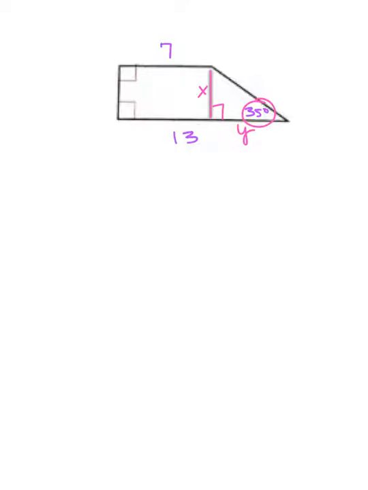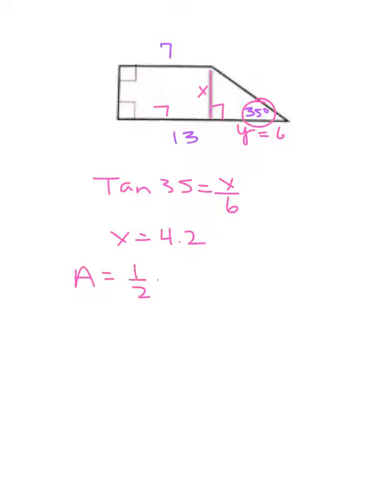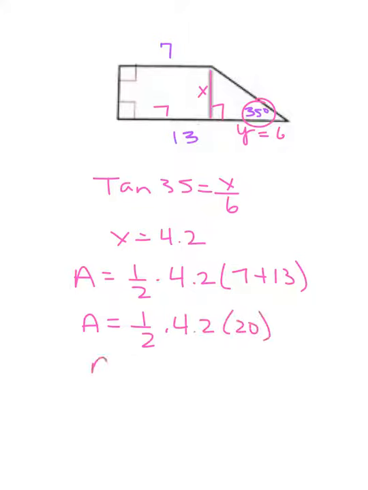So because that whole measurement is 13, I know this part is 7, so this part here, y, is going to equal 6. So I have tangent of 35 is equal to x over 6. I do my computation, and x is equal to 4.2. So my area is going to be equal to 1/2 times the height, which is 4.2, times the sum of my bases, which is 7 plus 13. So I have the area is equal to 1/2 times 4.2 times 20. So my area is equal to 42 units squared.